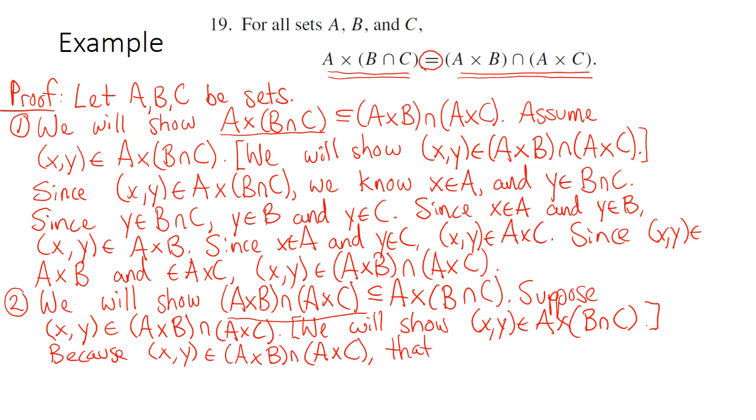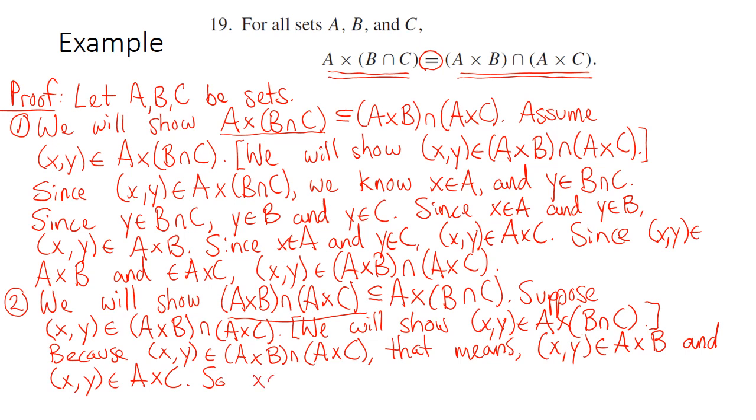that means xy is in both of those two sets. So xy is in A cross B, and xy is in A cross C. So from that we can tell that x is in A, y is in B, and y is also in C.